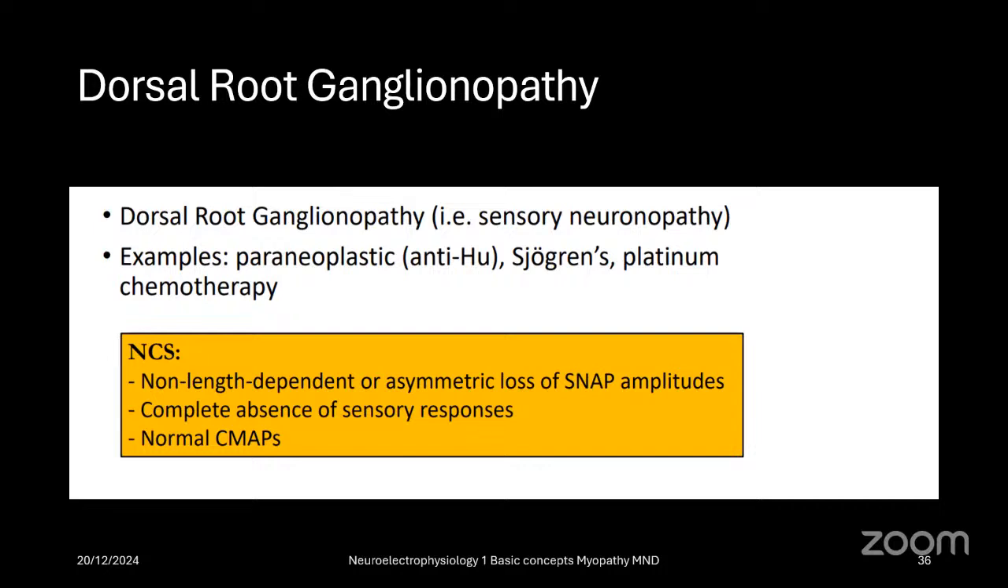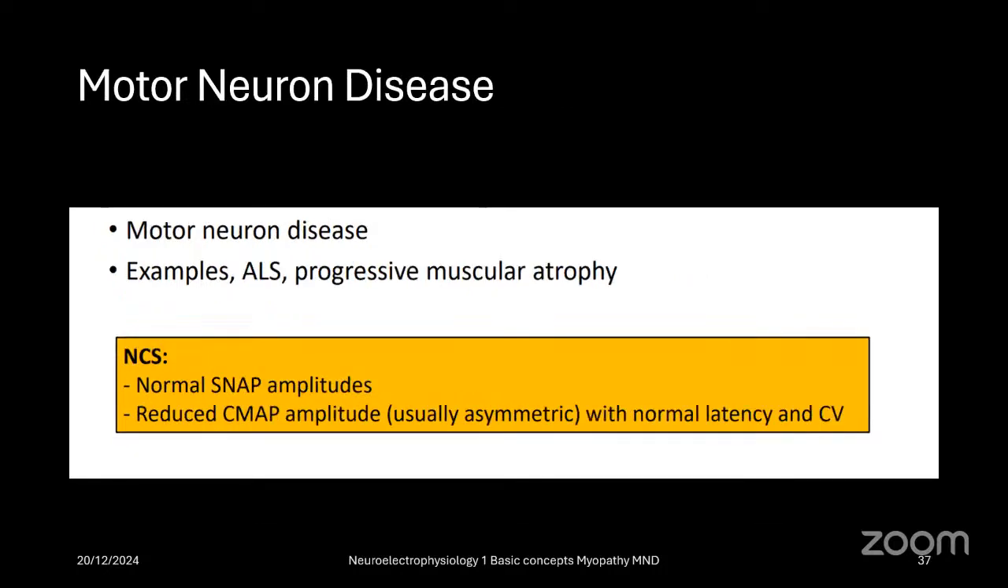And we keep coming across these cases. I think we saw one case a couple of days back where all the SNAPs are absent, but the CMAPs are normal. So that is suggestive of dorsal root ganglionopathy. Motor neuron disease, examples ALS and progressive muscular atrophy. Here the SNAP amplitudes, sensory nerve action potentials, are normal. There is a reduced CMAP amplitude, usually asymmetric, with normal latency and conduction velocity.